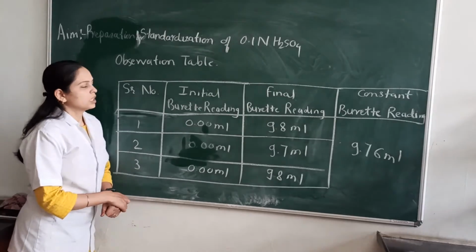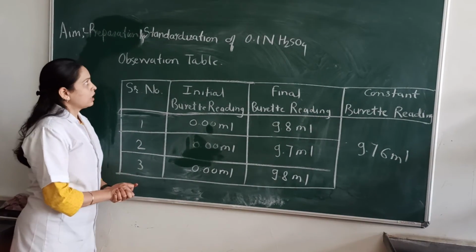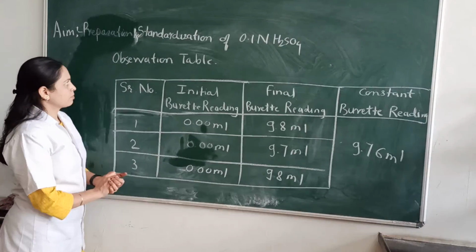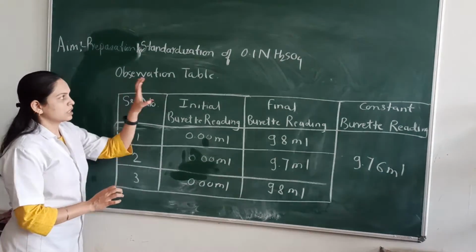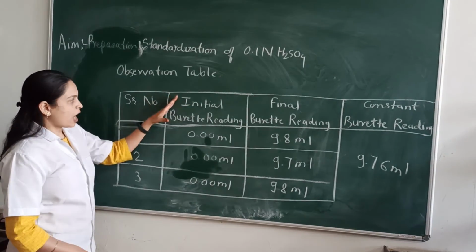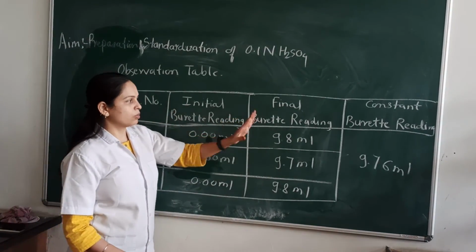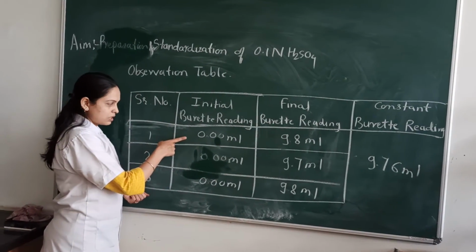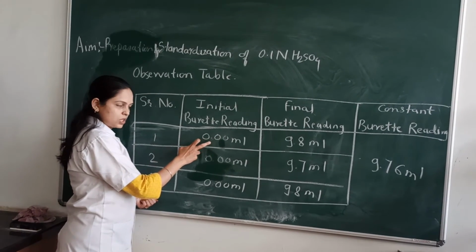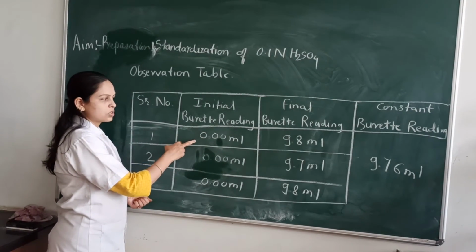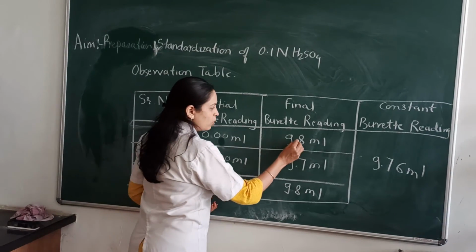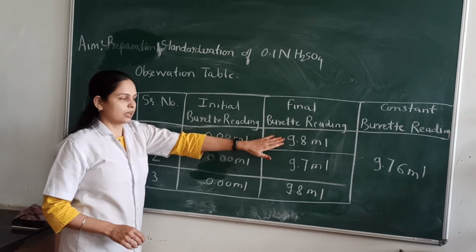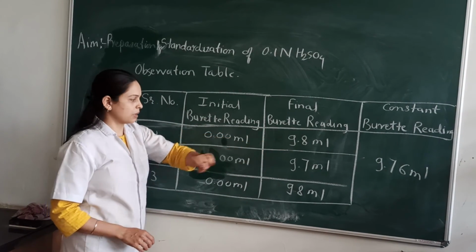Students, now we will see the calculation part of the preparation and standardization of 0.1 normal H2SO4. Before starting the actual calculation, we will first see the observation table. We have to take the initial burette reading, final burette reading and then the constant burette reading. In the first reading, we filled our burette at 0 ml, so the initial burette reading is 0 ml and the amount of NaOH required to neutralize the H2SO4 is 9.8 ml. So our first reading is 9.8 ml.